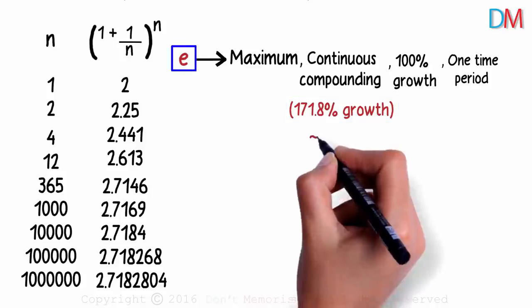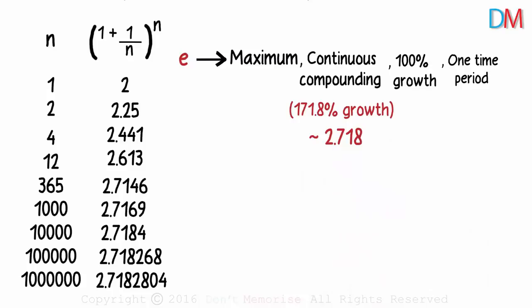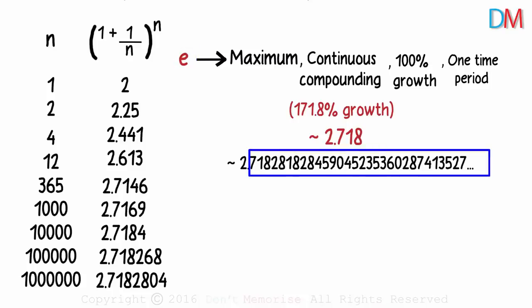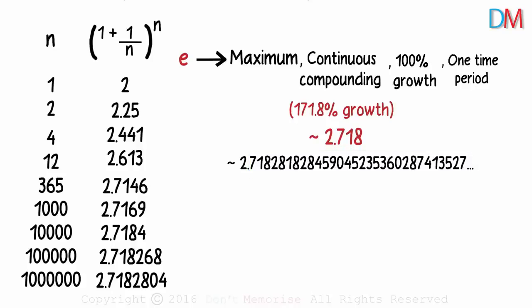So E is approximately 2.718. It's an irrational number, which means the digits after the decimal point do not repeat and go on forever. Just one last question. What if the growth rate and the time period change? Will E still help us? Absolutely, there's no problem at all.